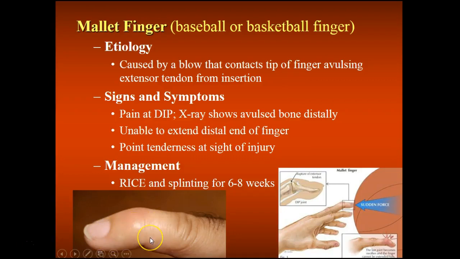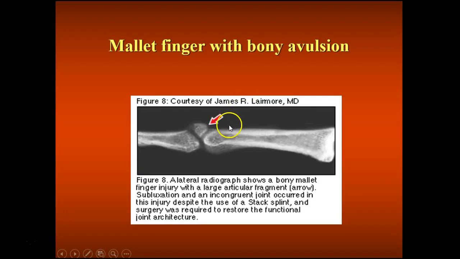So the finger will stay in about 2 to 3 degrees of flexion at that distal phalanx. So it becomes very important for you to splint. And if we look at this slide, what we can see is a concomitant injury that occurs with a mallet finger.